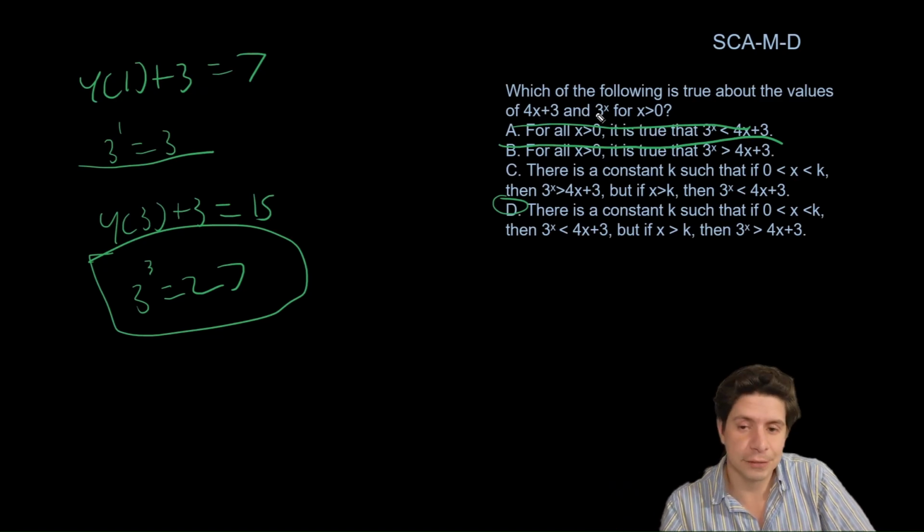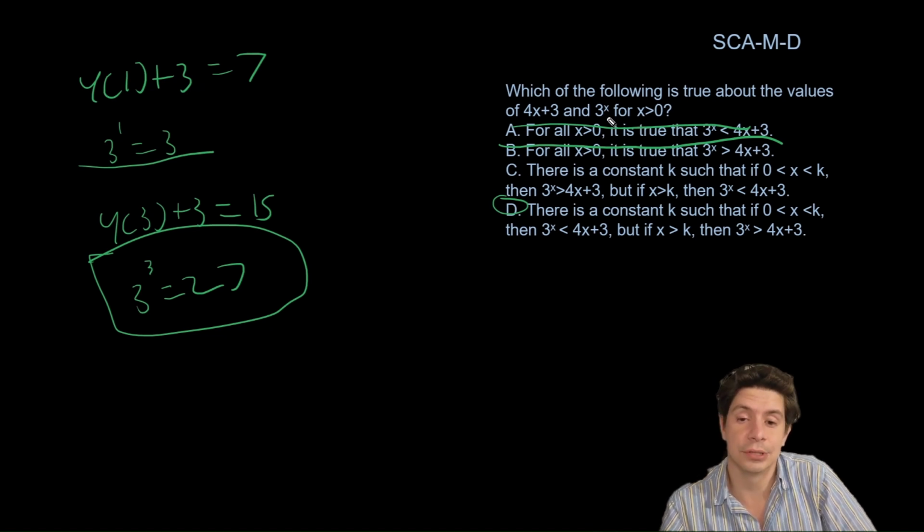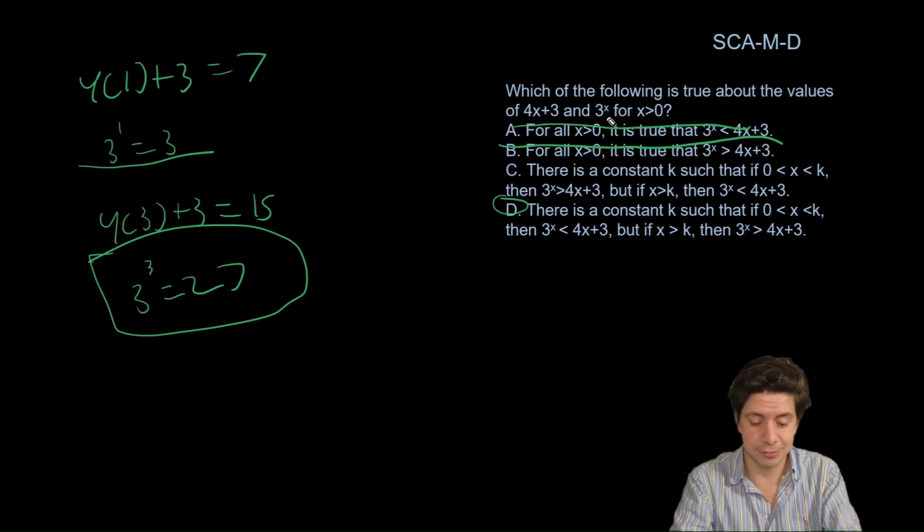So if it starts off smaller than it, it's going to overcome it eventually. So the only thing you really have to check is to make sure 3 to the x is less than it originally. So that's it. If you have questions on this, you know where to reach me.